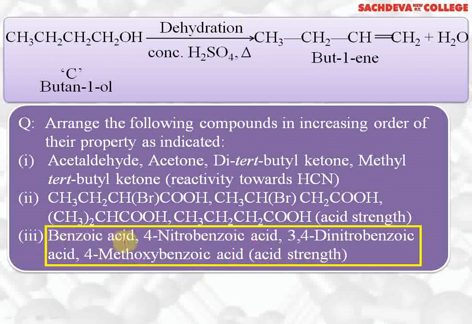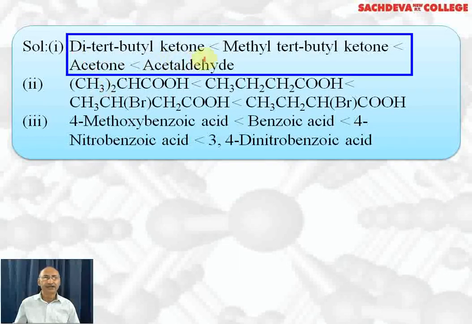Benzoic acid will be next, and 4-methoxybenzoic acid will be least acidic. So this is the order. Di-tert-butyl ketone is less than methyl tert-butyl ketone, then acetone, then acetaldehyde.